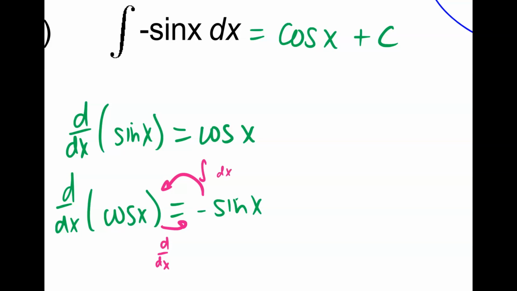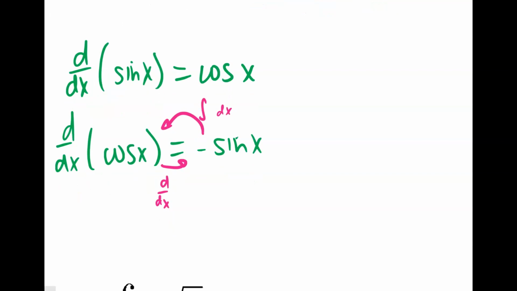Does that make my arrows make a little more sense? When you're going from cosine to negative sine, you took a derivative. When you go from negative sine to cosine, you take the antiderivative. Like last year, it was chapter 3. That's why I'm having a review worksheet of chapter 3.